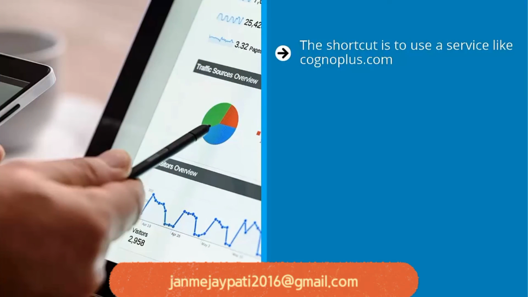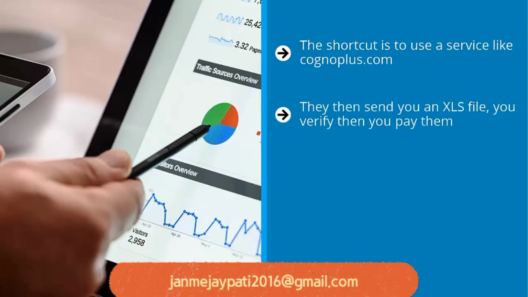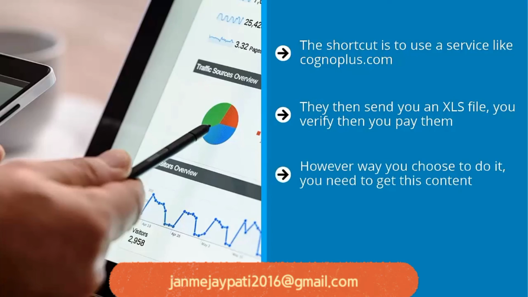These bright, ambitious, educated people would then find the viral content that you're looking for that meets your criteria. They then send you an XLS file, you verify, then you pay them. It's only $18 for 8 hours worth of work. You can't beat that with a baseball bat. You really can't. However way you choose to do it, you need to get this content.